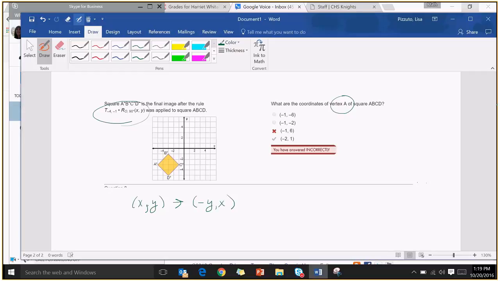Correct. Then if you did a translation of 4 to the left, you would be taking that negative y and subtracting 4. And then you would be going 1 down, so you would be taking x minus 1. Does that make sense?